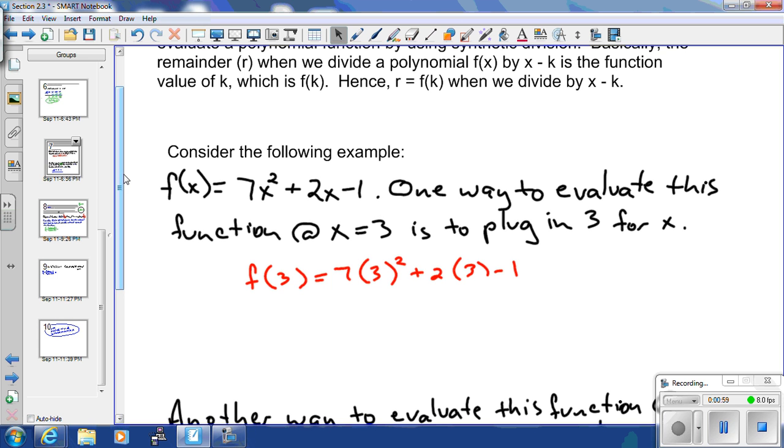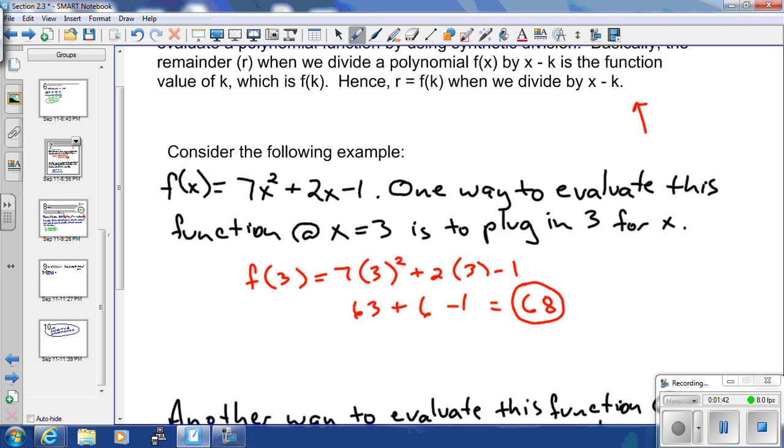So let's consider this example here. We have a function f of x equals 7x squared plus 2x minus 1. One way to evaluate the function at x equals 3 is the way that we've always done it. We're just going to take 3 and plug it in for x in these places. That would look like 7 times 3 squared plus 2 times 3 minus 1. When we evaluate that, we get 9 times 7 is 63, plus 2 times 3 is 6, minus 1. Well, this equals 63 plus 6 is 69, minus 1 is 68.